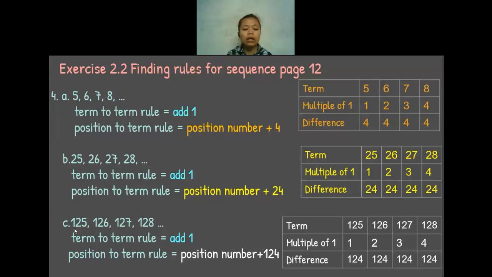For question C, again, we have to check the term-to-term rule. The term-to-term rule will be at 1. 125 to 126, we have to add 1. 126 to 127, we have to add 1. And then we make the table. For the sequence, we have the term and also multiples of 1. Multiples of 1 will be 1, 2, 3. So when we check the difference, it will be equal to 124. So for the position-to-term rule, it will be position number plus 124.